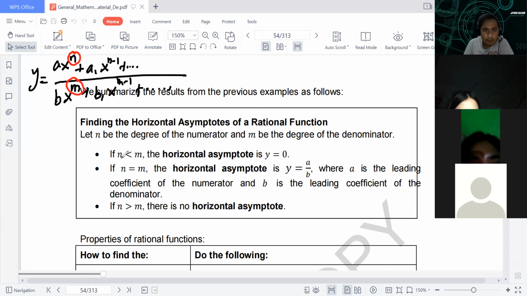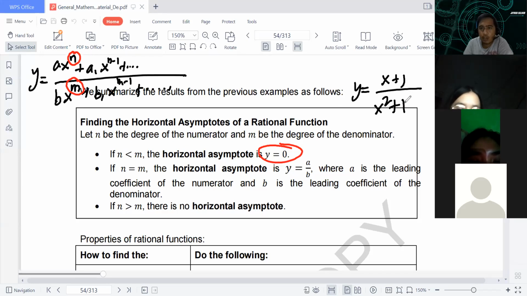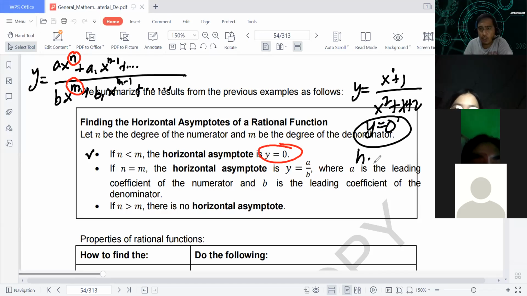If your n, the highest degree in your numerator, is less than your m, then your horizontal asymptote is automatically y equal to 0. Example, y equal to x plus 1 over x squared plus x plus 2. Here, your n is 1 and your m is 2. 1 is less than 2, so that will fall here. Automatically, this function will have a horizontal asymptote of y equal to 0. This is your horizontal asymptote.